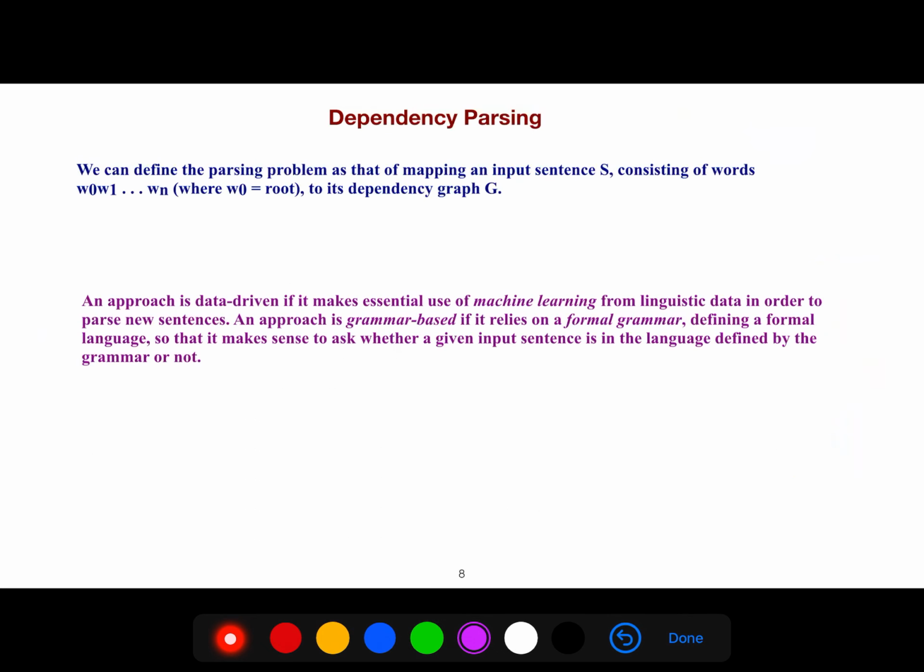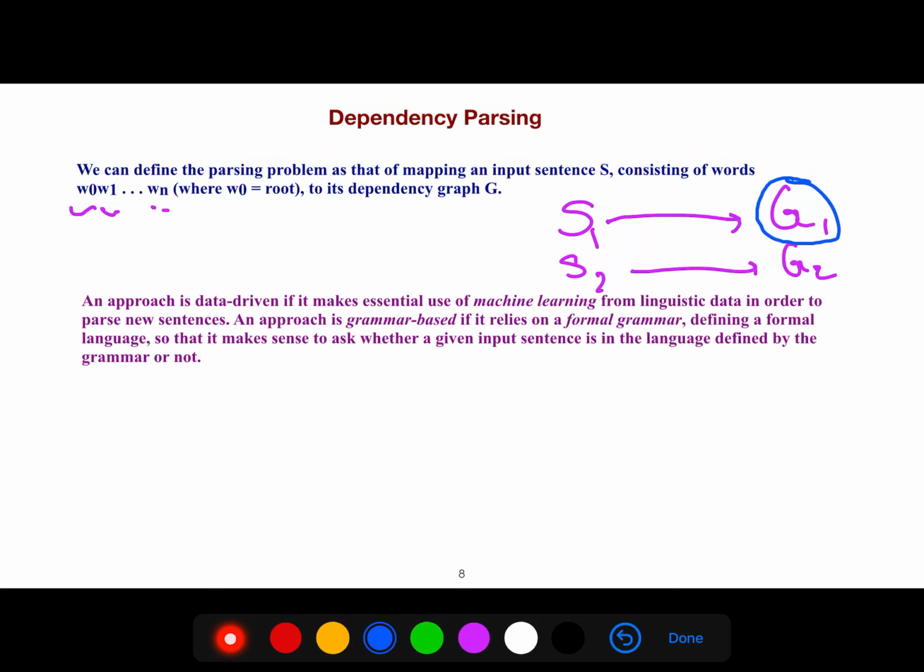So we can define the parsing problem as mapping an input sentence consisting of words W0, W1, ..., Wn to its dependency graph. For each sentence, we have a dependency graph. For sentence 1, we have dependency graph G1. For sentence 2, we have dependency graph G2. By the way, among all graphs for sentence 1, only G1 is the optimum. It is the gold. The others are less probable. They are not important.